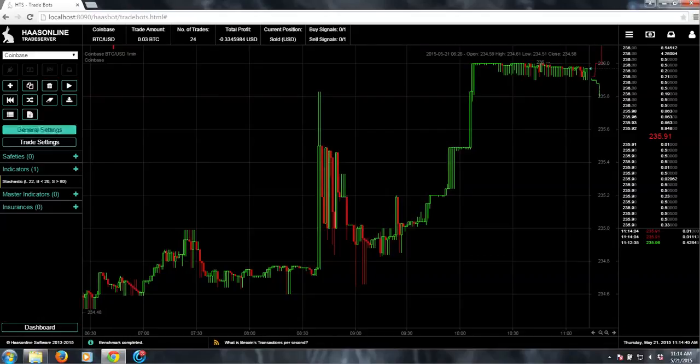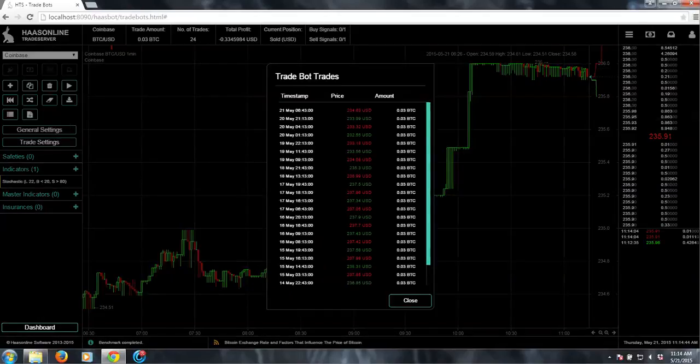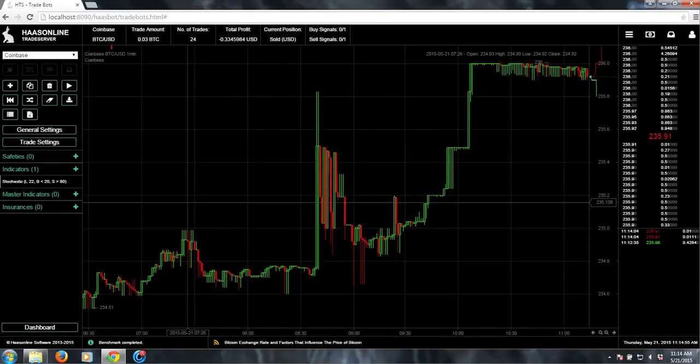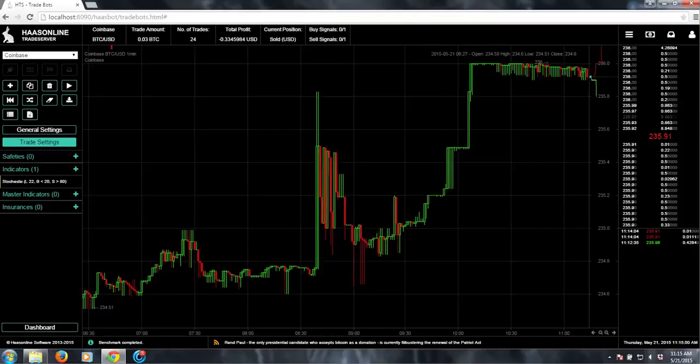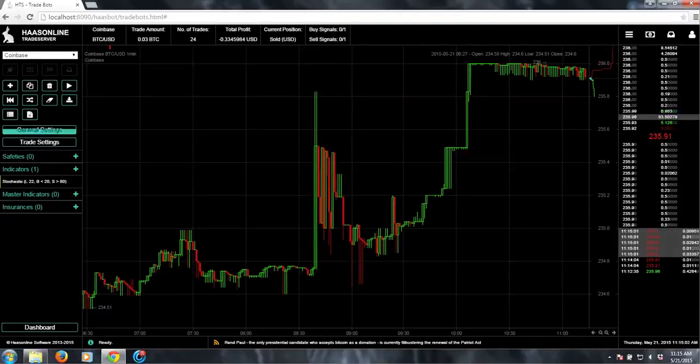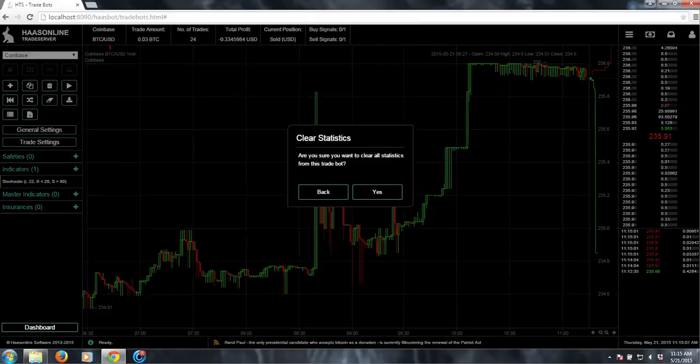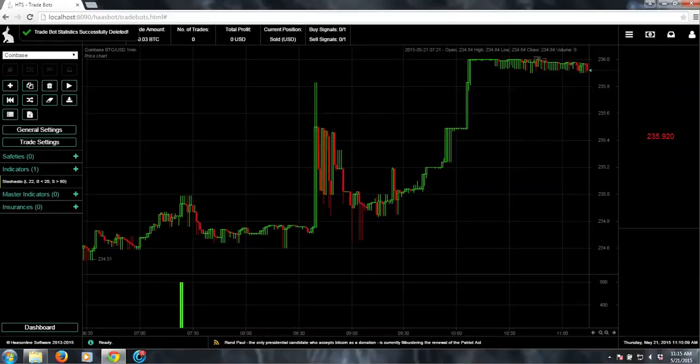If we want, we can go ahead and view the TradeBot trades, which is the little paper icon. Then you can view exactly how it would have traded, and that's cool. Then you can tweak and add stuff. The thing that you really need to know is that before running another backtest, you need to clear the statistics, which is clicking on the little eraser button. And we'll say, are you sure? Yes. That way we get zeroed out on the number of trades and profit.